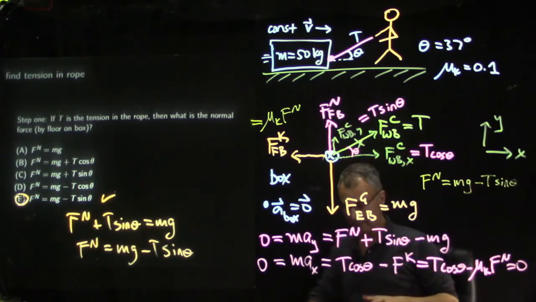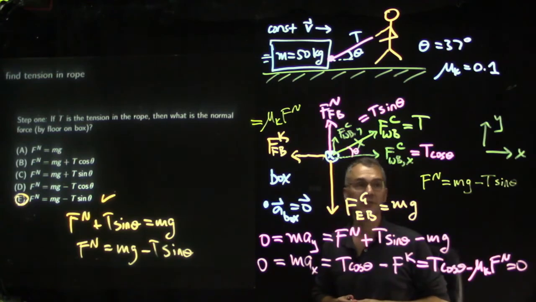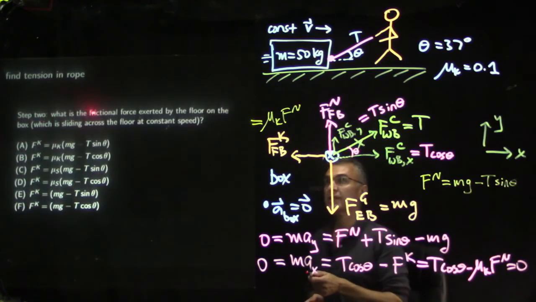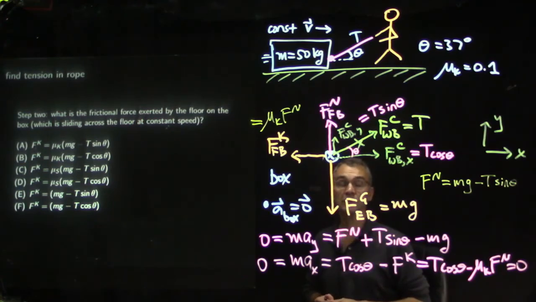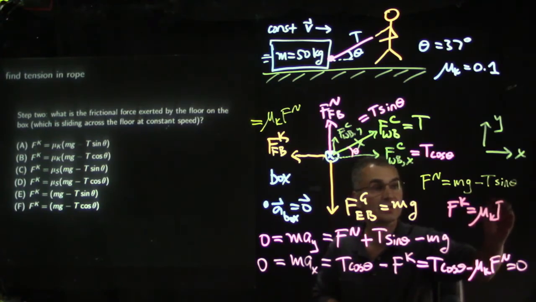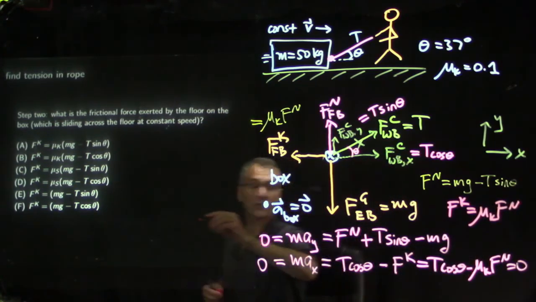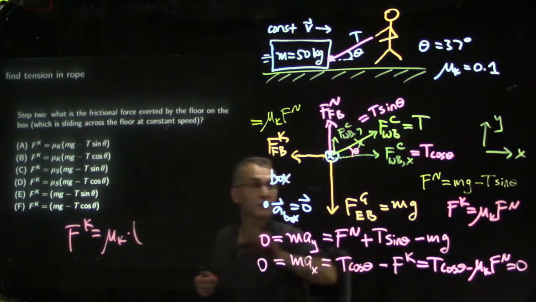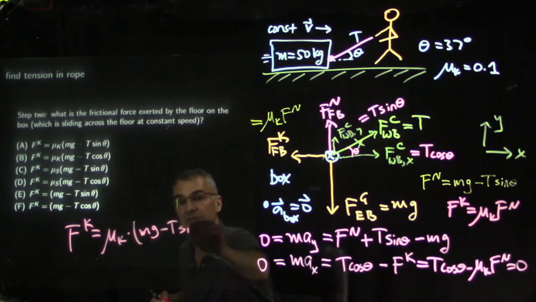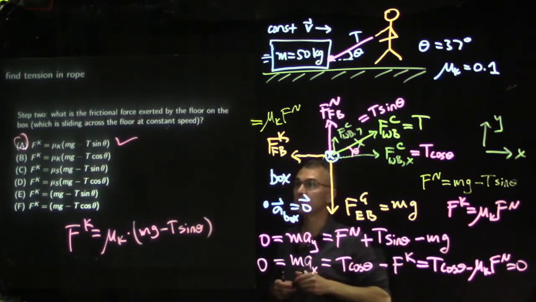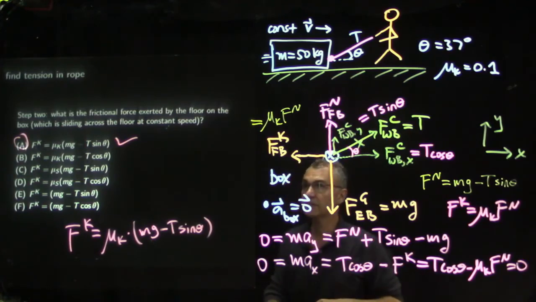By the way, I said a couple of pages ago that pulling the box reduces the normal force. So you see, pulling the box reduces the normal force. Step 2, what is the frictional force exerted by the floor on the box? Well, it must be F normal times mu kinetic. F kinetic is mu kinetic times F normal. So F kinetic is mu kinetic times this expression we had before, mg minus T sine theta. Ooh, I think I like this, A alpha. So F kinetic is mu kinetic times mg minus T sine theta.